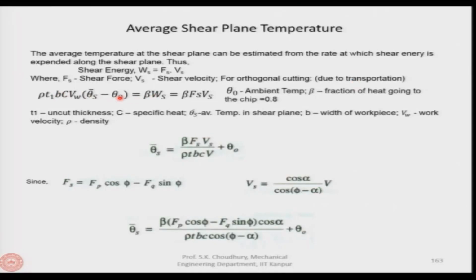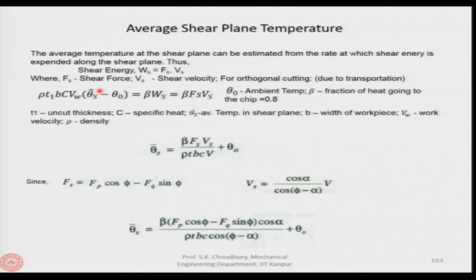This is the formula that is well known in thermal engineering. Rho is the density, T1 is the uncut thickness, which we have always taken. B is the width of the workpiece. C is the specific heat, VW is the work velocity, theta s bar is the temperature we are interested in, that is the temperature which is generated in the shear plane, and theta 0 is the ambient temperature.